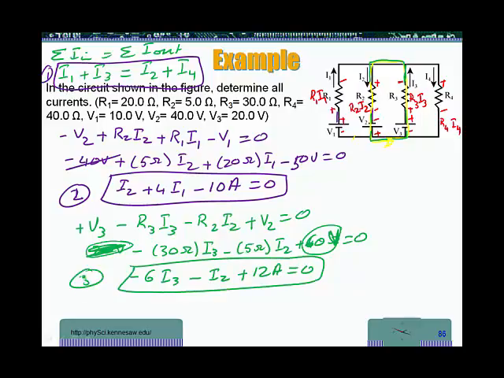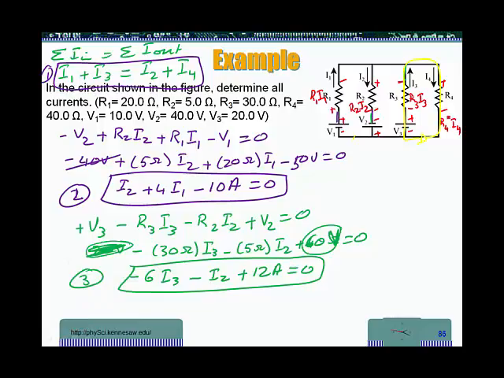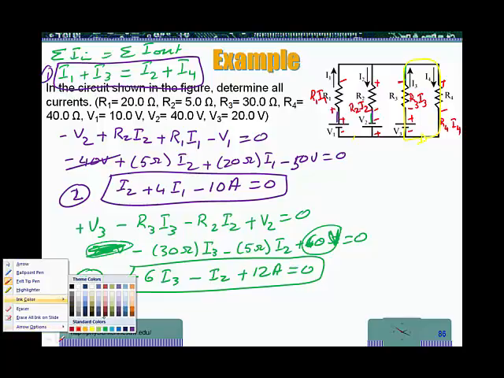That's my third equation. For the last loop, I'm going to do this. Okay, so let's choose another color. I'm going to go for red this time. Or red is not good, so let's go another color. Let's see, blue.